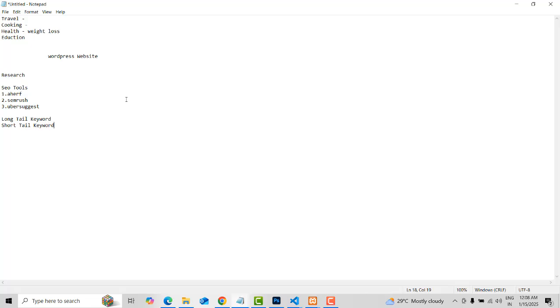What is the difference between them? Long tail keyword and short tail keyword.